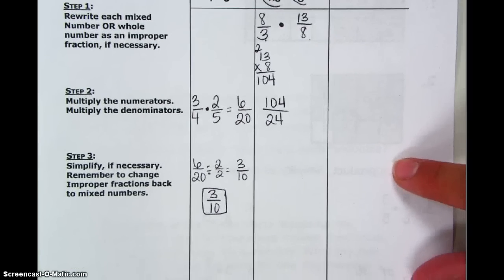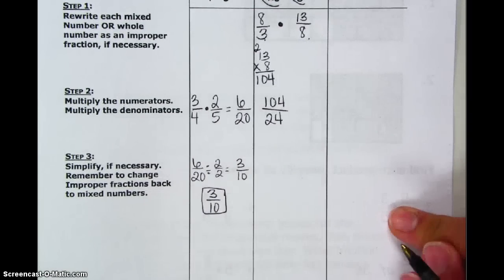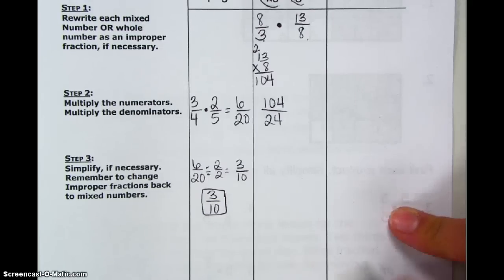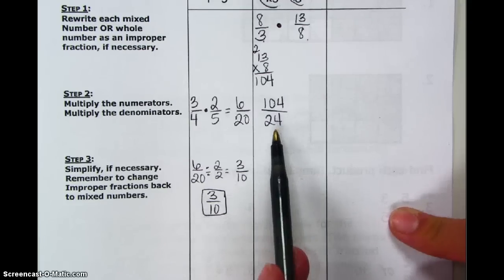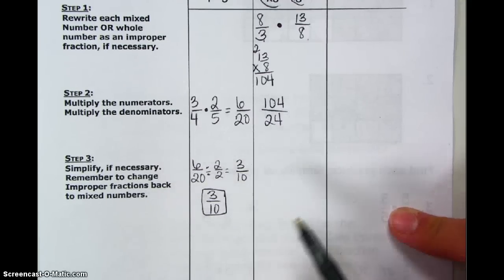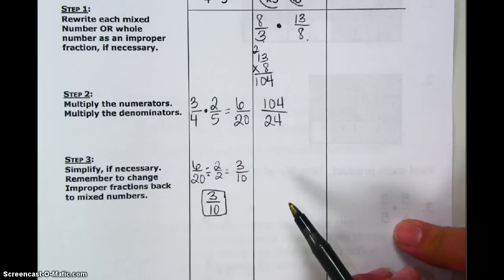Our last step now is to simplify our fraction if necessary. That does also mean to change this improper fraction, since the larger number's on top, back to a mixed number. Well, how do we do that?